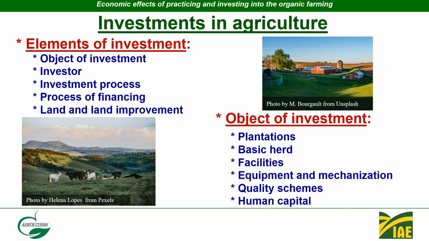Fifth, equipment, tools, and mechanization. For example, investing in replacement of obsolete or purchase of new units. Sixth, property rights, license, or implementation in quality schemes and standards. And seventh, human capital. For example, investment in education, trainings, or improvement of farmer skills.